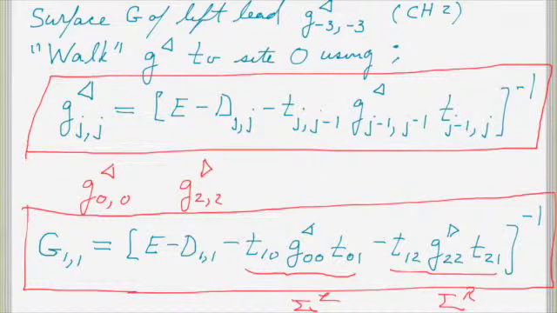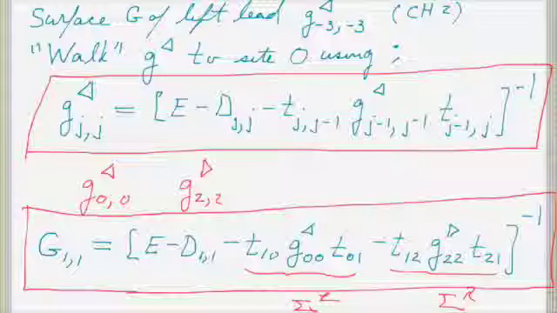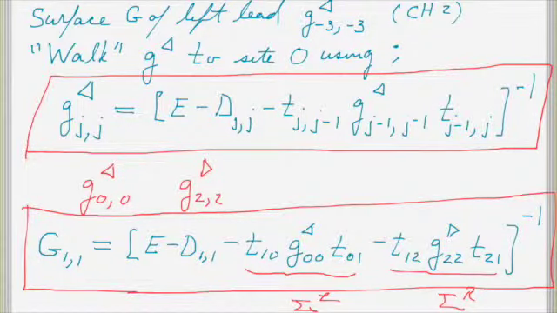Okay, so these are the three so far, these three equations in red. This is a generic one for moving the right connected over to the left, the equation for moving the left connected over to the right, and finally you get the exact green function at G11. And remember, to get the current, this would be all we need.